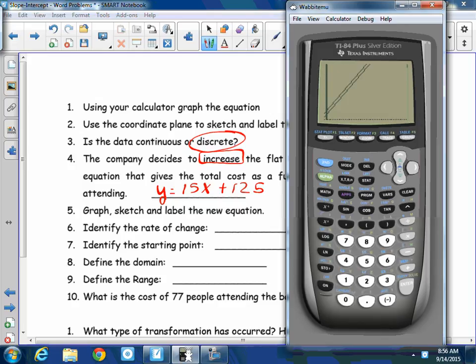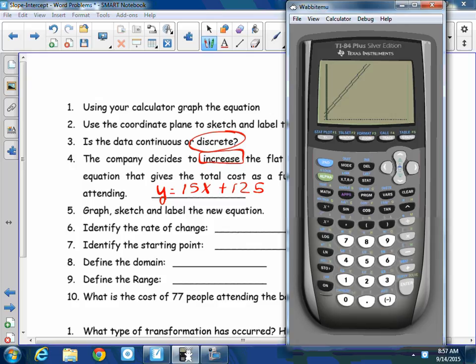And just like Carlos said, that second line is what? Higher. So increasing the y-intercept does what to the graph? It shifts it up. There we go. So increasing the y-intercept shifts the graph up.